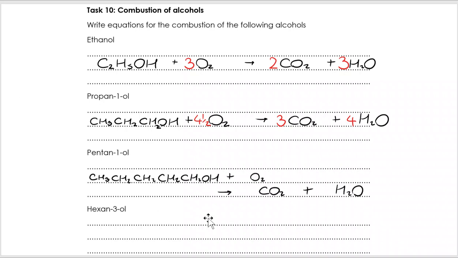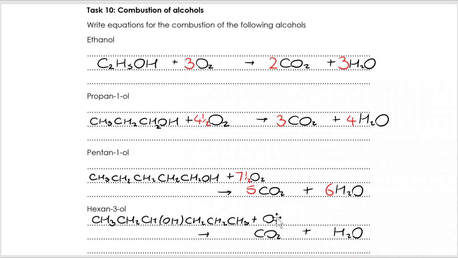Pentan-1-ol, I'm going to draw out structurally again, 5 carbons, so I'm going to make 5 CO2, 12 hydrogens, 6 H2O. I've got 16 oxygens. I've got 1 used already, so that's 15. I need 7.5 O2. And finally, hexan-3-ol. I am going to balance that in exactly the same way. 6 CO2, 7 H2O, and 9 O2. Taking into consideration there's already an oxygen in here.